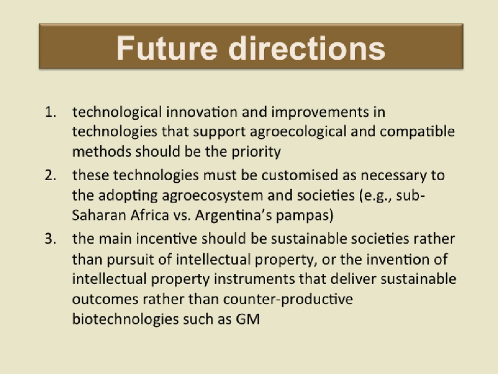So what are our future directions? We need to choose, based on where we live, what kind of economy we have, what kind of farmers, what kind of environment, technological innovations and improvements that support our agroecosystem. Those appear to be ones that are agroecological. These technologies must be customized as necessary to the adopting agroecosystem. You don't export U.S. Midwest biotechnologies to the Congo. You find out what the Congo needs and how it would best develop its own agricultural system without ongoing black box dependence on a larger country.